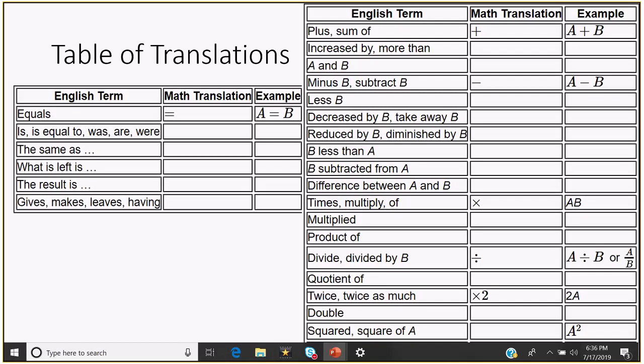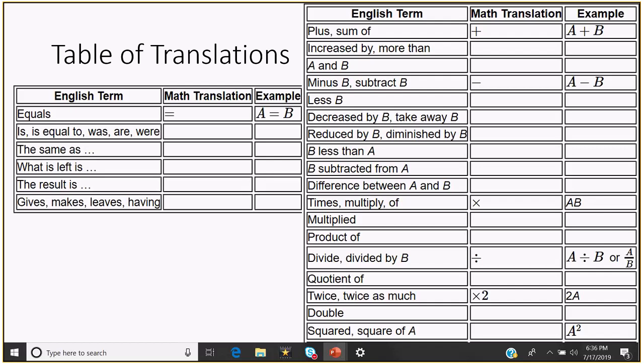This is a very general table of translations, and it is a lot. I would probably screen cap it if I were you, because if you are good at recognizing these things, it's going to make your word problems become much easier.